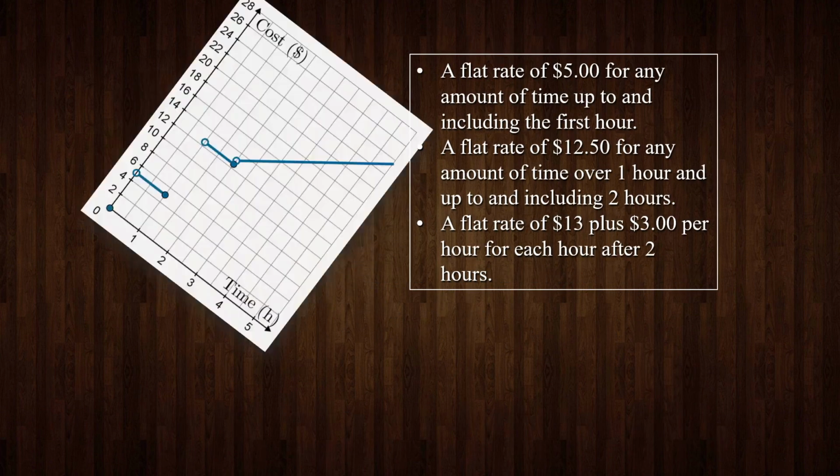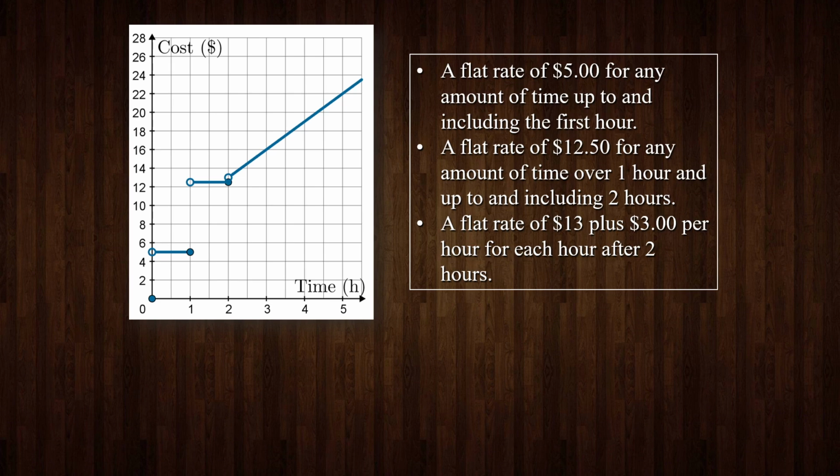Here's what the graph looks like. Notice we do have several pieces, and we'll just take a look at each piece here. If we park for 0 hours, we pay $0. Now, from 0 hours to 1 hour, we are paying our flat rate of $5. So even if we park for just a half an hour, we're still paying $5.